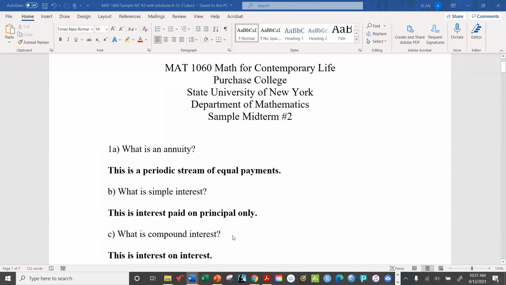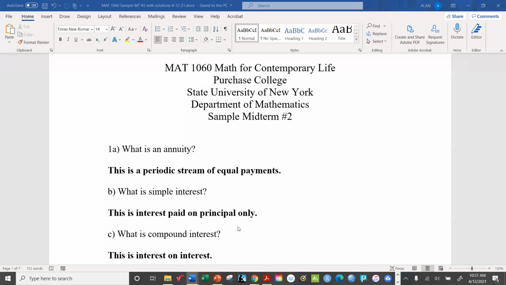All right, and so you can see in the next row, part C, what is compound interest? Unlike simple interest, which is paid only on the principal of a loan or deposit, compound interest is interest on interest. In other words, as you accumulate interest in your account, you earn more interest on that interest, and that is referred to as compound interest.